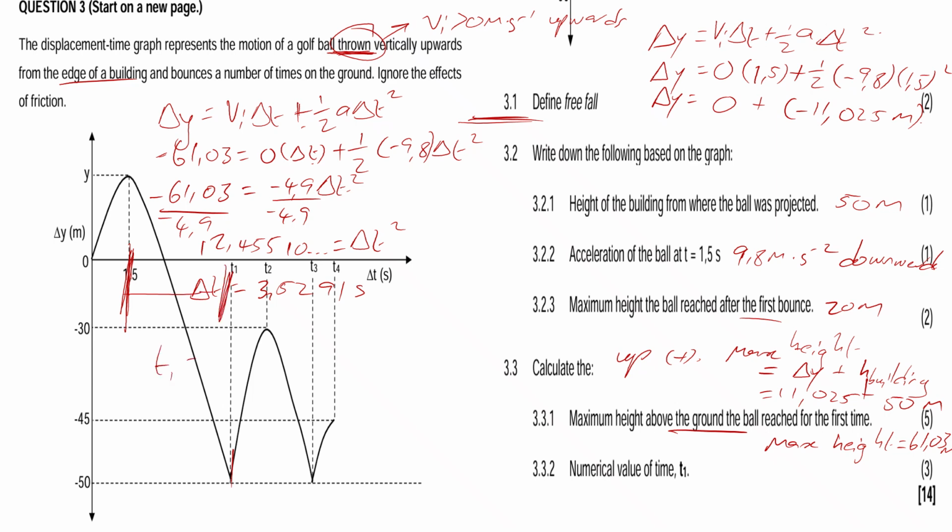The value of T1 is equal to 1.5 plus 3.5291, which gives us T1 as 5.03 seconds. So this is the value of T1.